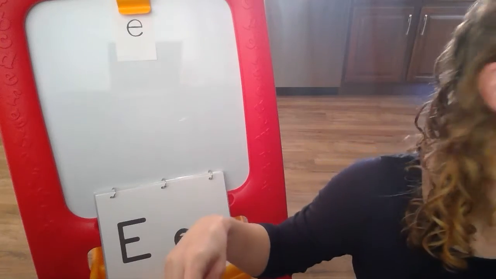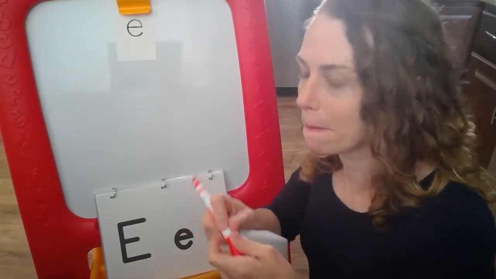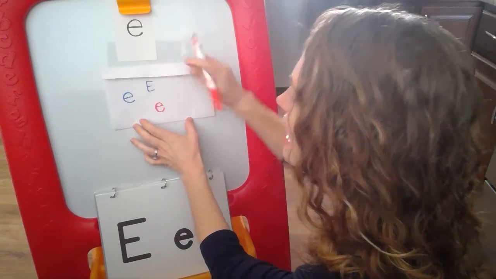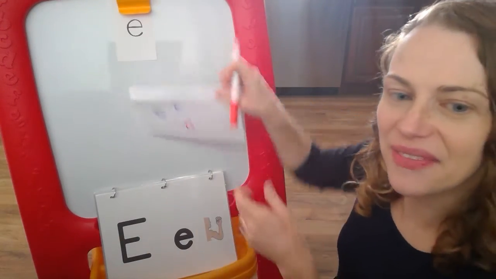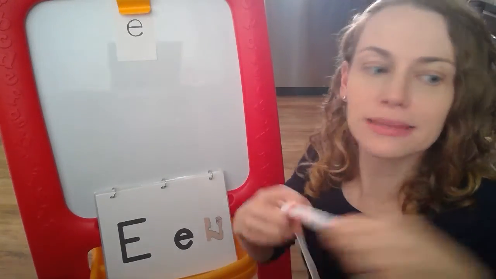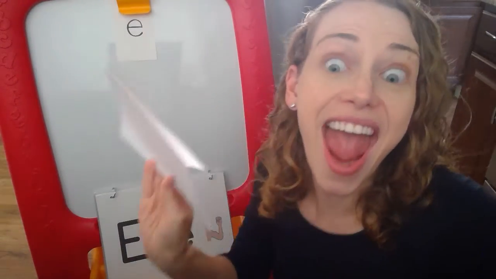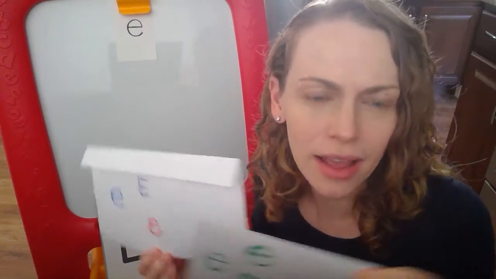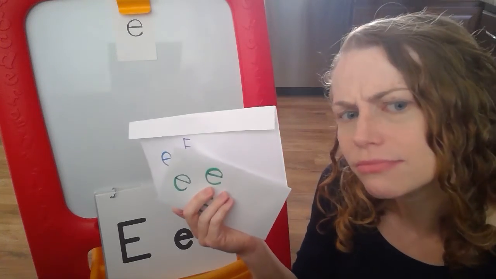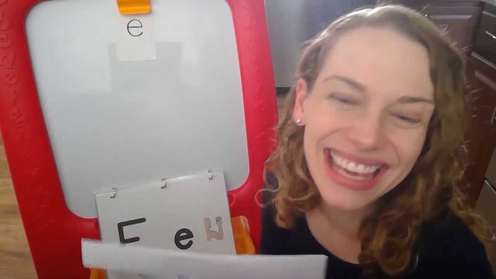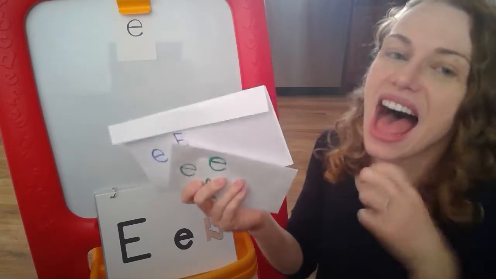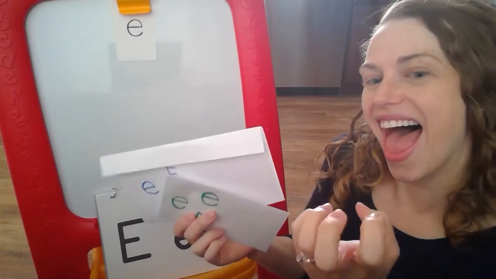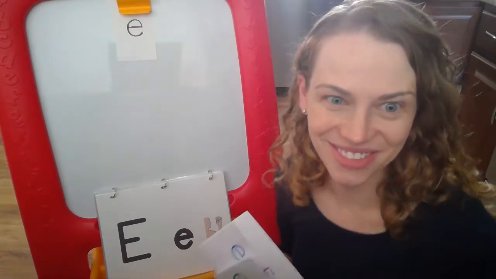Remember, a grown-up can help you do those lowercase if you need some help. E, E, exercise. Eh, eh, eh. You'll continue on making as many E's as you can on the front and the back of your envelope. Okay? Why are we making E's on an envelope? Envelope starts with E. Eh, eh, eh. And it's empty because empty starts with E. Eh, eh, eh.